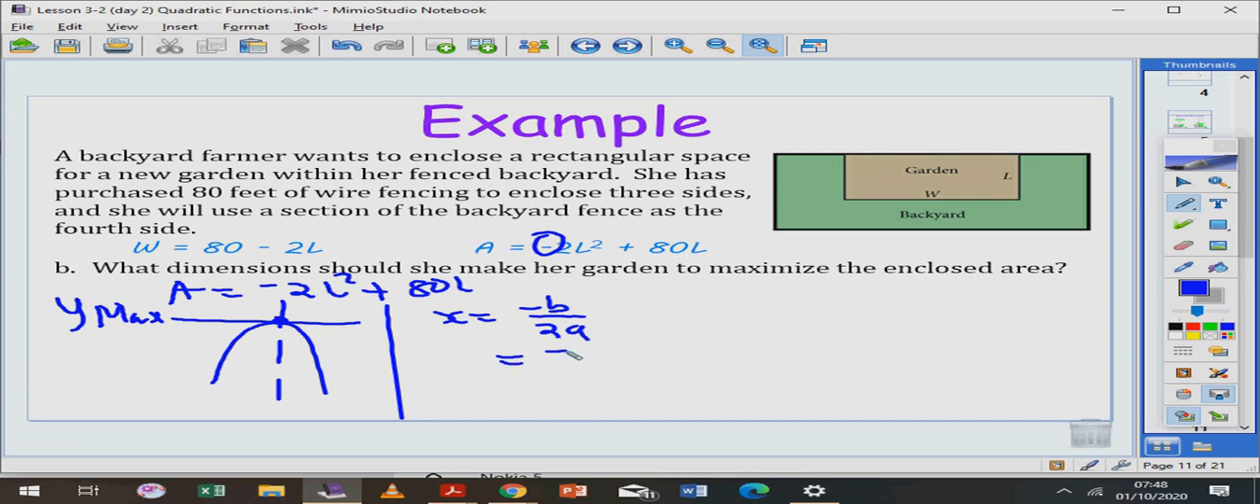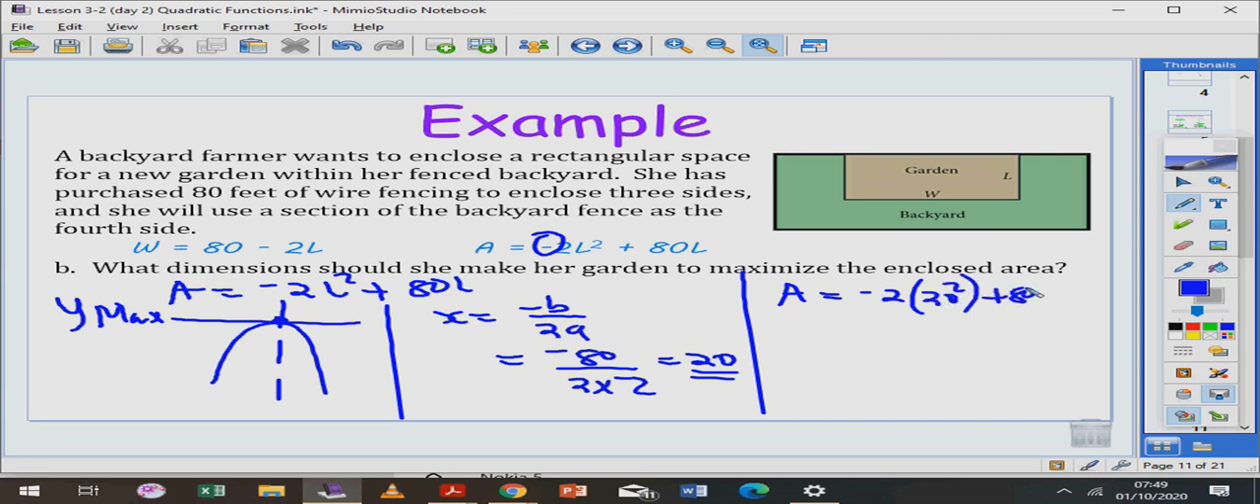Minus b is 80, so minus 80 divided by 2 times negative 2. I hope you can see that 80 divided by 4 is 20. That's my x value. And if that's my x value, then I can just substitute that value into the expression for area to get the maximum value of the area. So that's going to be A is equal to negative 2 into 20 squared plus 80 times 20.